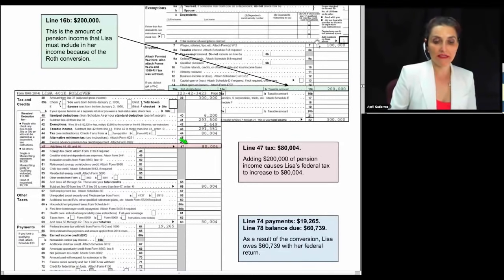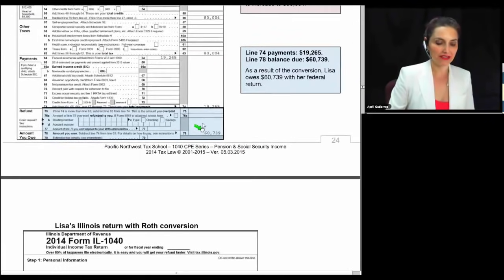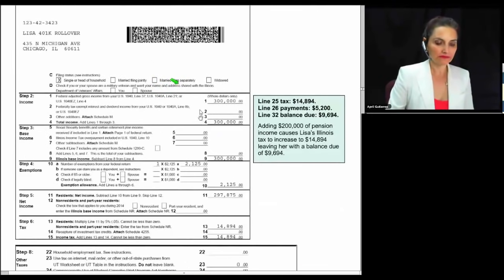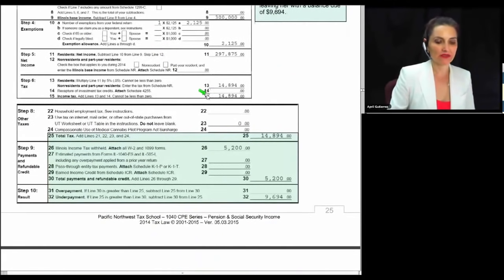But remember, the income that she has to live on and pay taxes with is still only $100,000. So now she owes $80,000 of tax. She had $19,000 of withholding, which means at the federal level she's going to owe $60,739. We move over to the Illinois return, and this time it is correct to see the $300,000 of income, and the tax on that income has risen to $14,894.